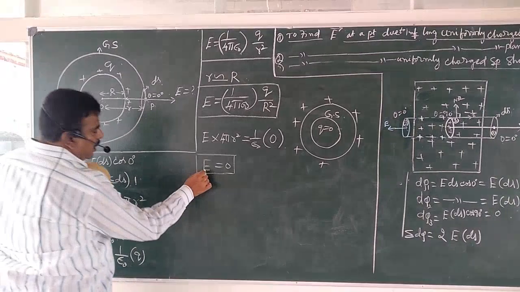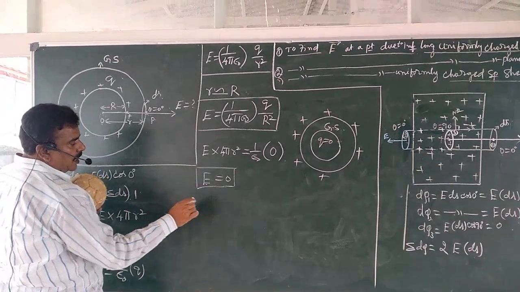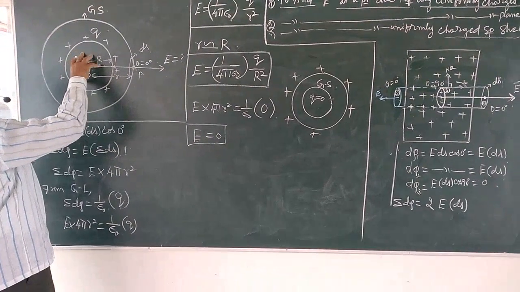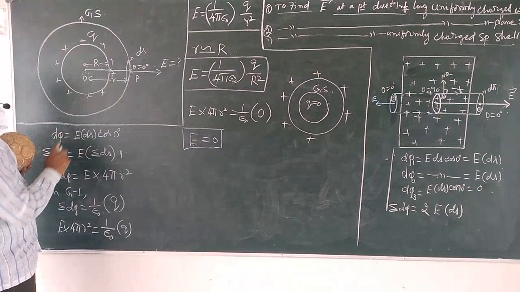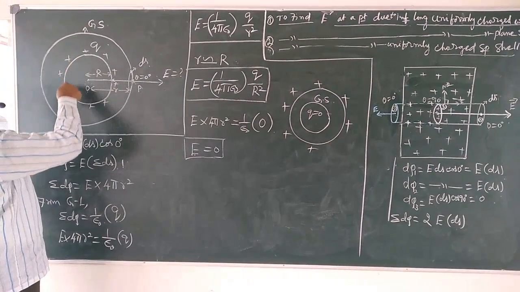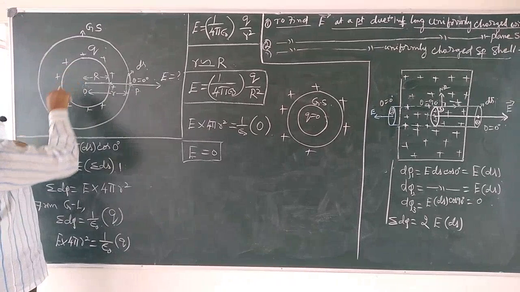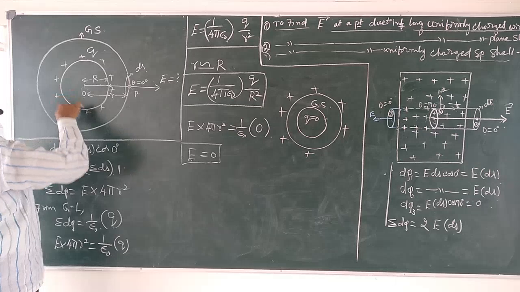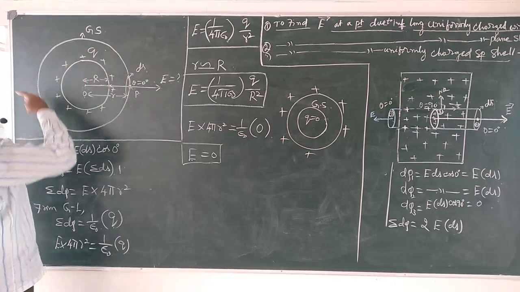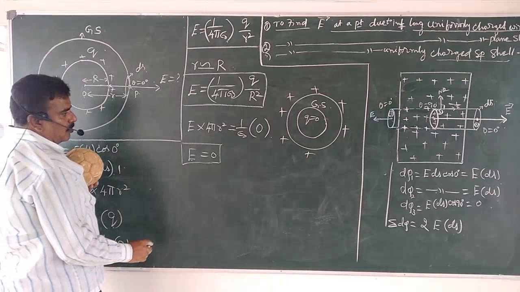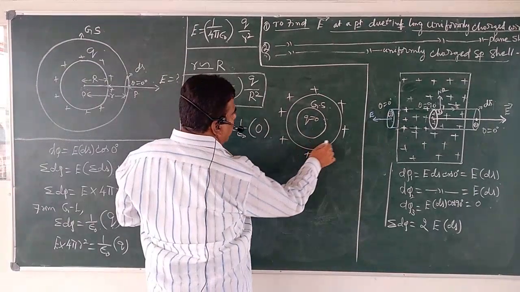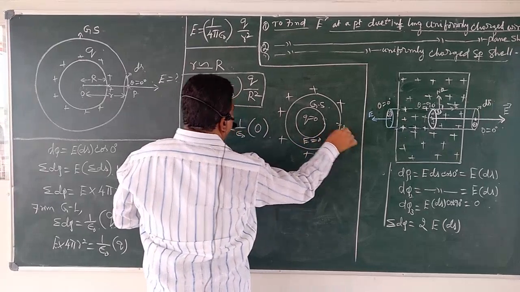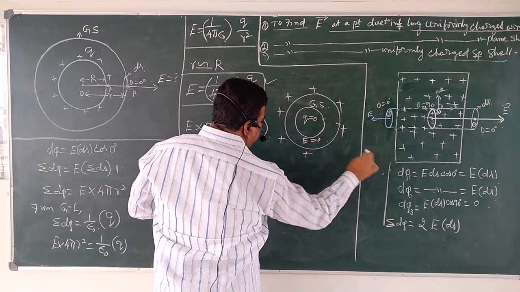Okay? Electric intensity is 0 means electric flux inside this charged spherical shell is 0. That means no electric field line exists inside this shell. All the electric field lines arise at the charged surface and are normal to the surface. Okay? So therefore, the electric field inside the charged shell is 0. Here it is maximum, then decreases.